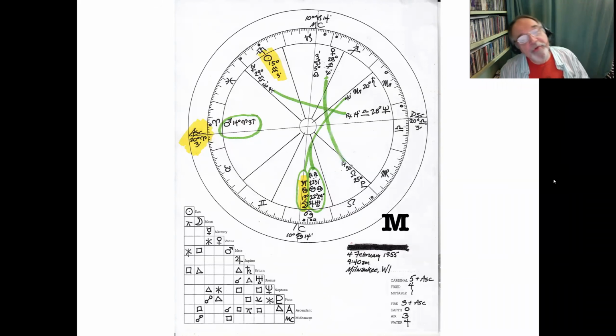He's got Mercury trining Neptune, which gives him a very good creative mind. His Mercury is in Aquarius. So again, that's adding to his forward thinking. Neptune is bringing a certain amount of intuitive creativity to that.